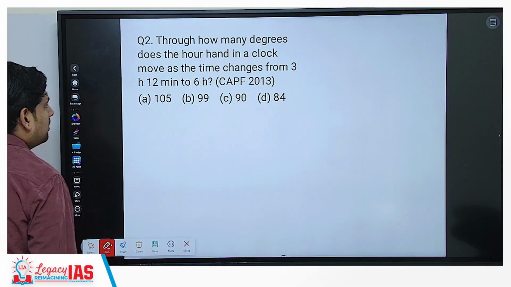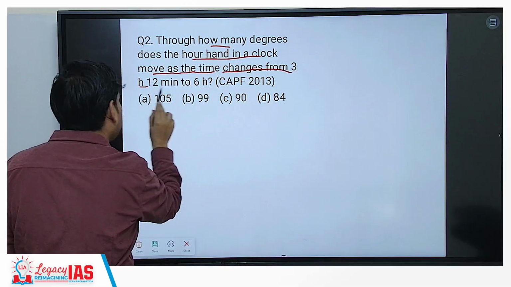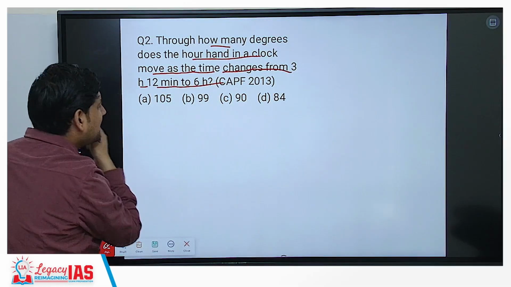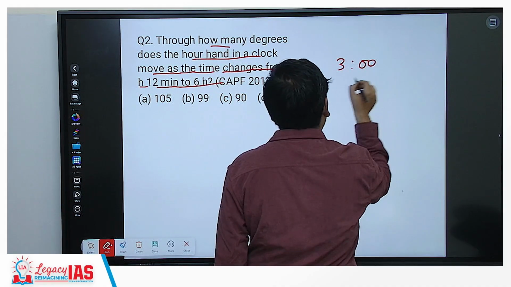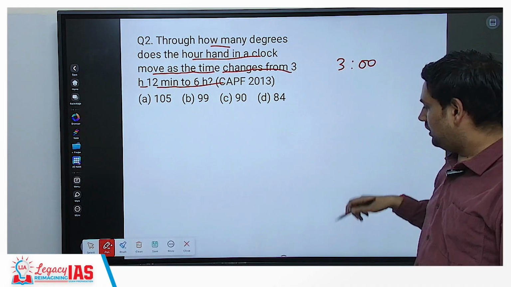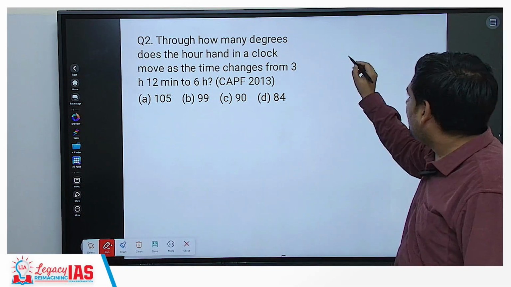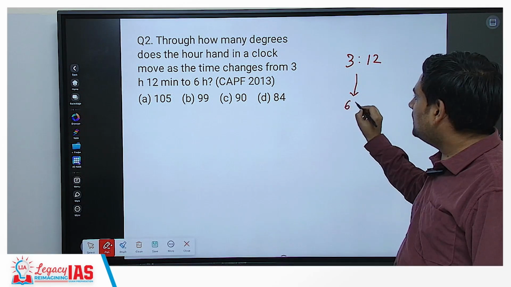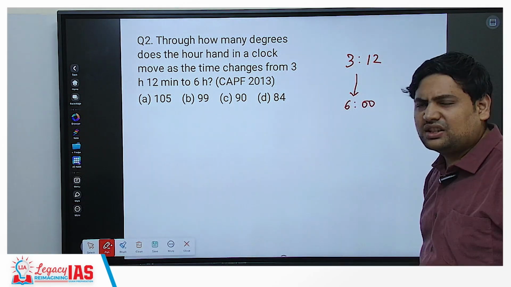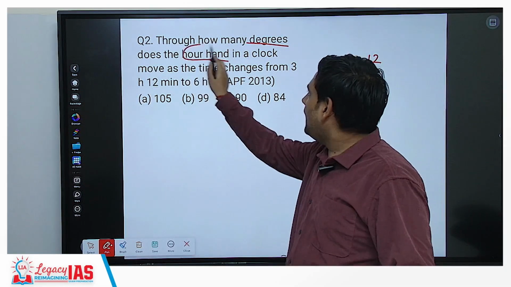Through how many degrees does the hour hand in a clock move as the time changes from 3 hours 12 minutes to 6 hours? Simple. So, the time is 3 hours, sorry, not 3 hours, 3 hours 12 minutes. Okay. So, the time is 3 hours 12 minutes. From this it moves till 6 hours or 6 o'clock. Now, how many degrees does the hour hand move?